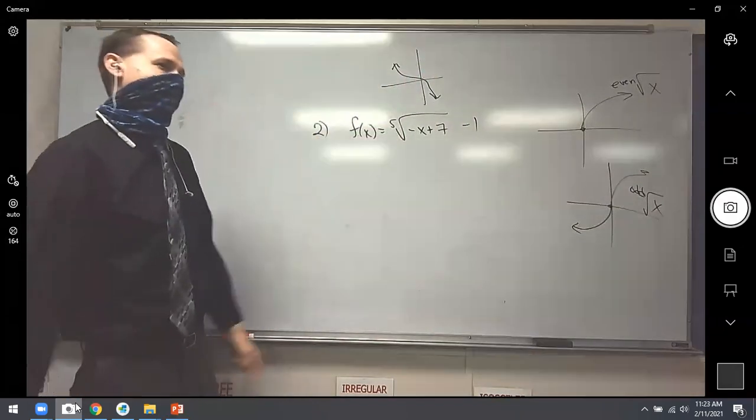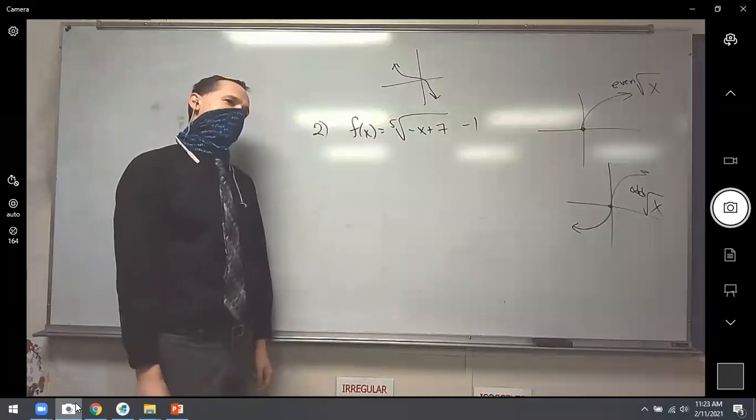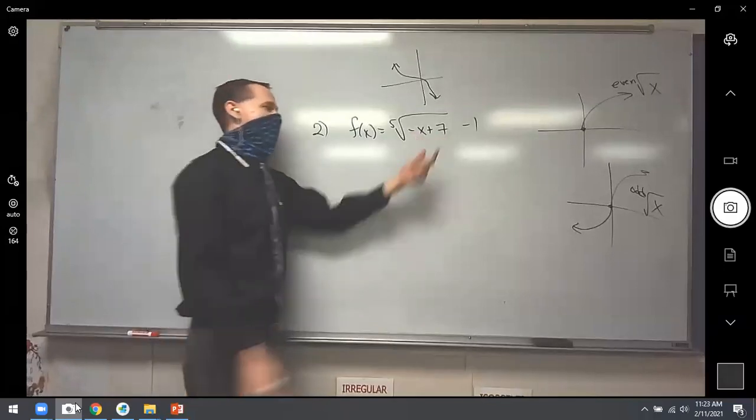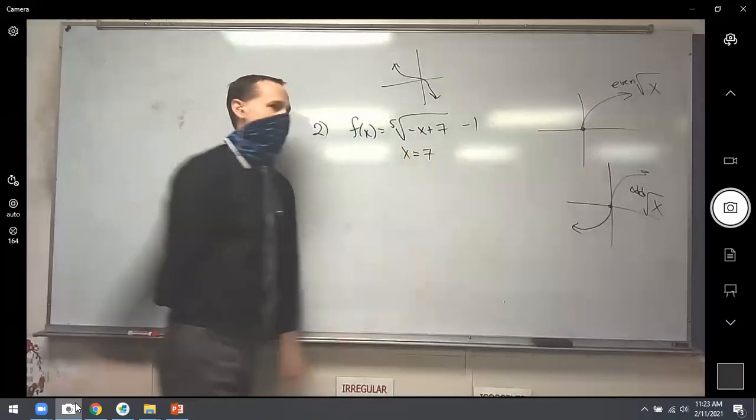Now the easy stuff. Where's the center? Well, the center for this one is when the inside is equal to 0. And it wouldn't take more than half a second to figure out that happens when x is 7.